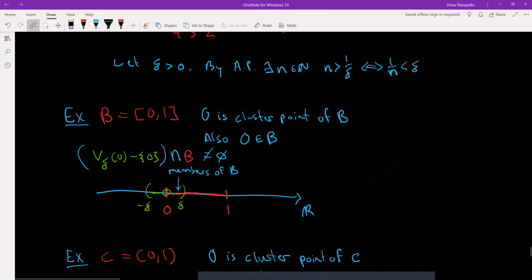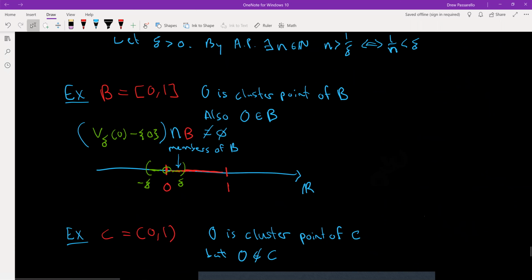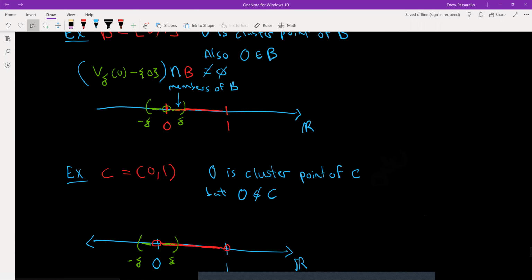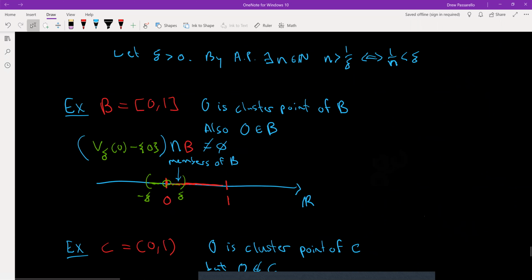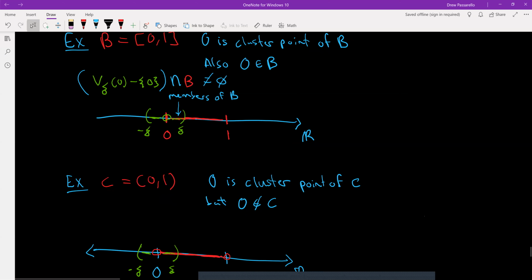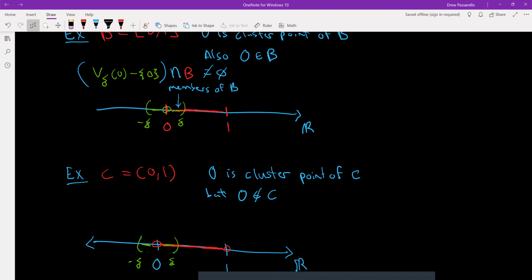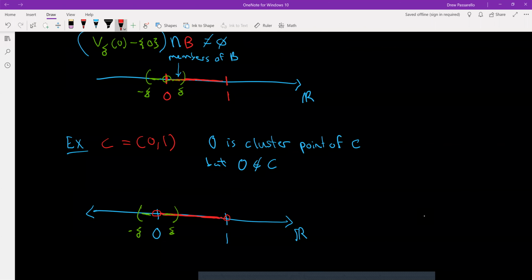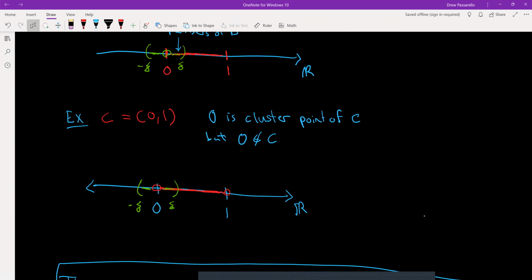And the closed interval 0 to 1 and the open interval 0 to 1 both have 0 as a cluster point, whereas 0 is an element of the closed interval from 0 to 1, and 0 is not an element of the open interval. So that's just some examples of what it means to be a cluster point. It's just that any punctured neighborhood around that value has to intersect the set A. All right, so that's a cluster point.